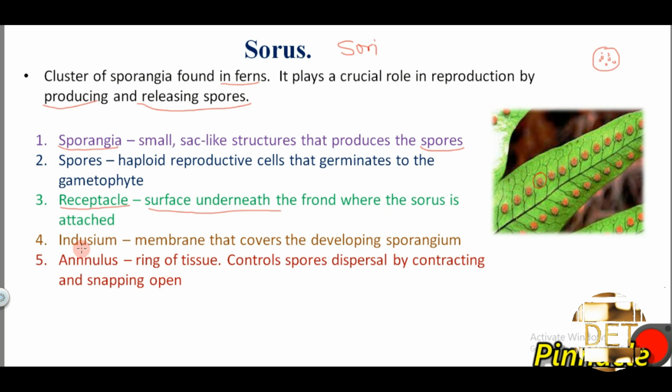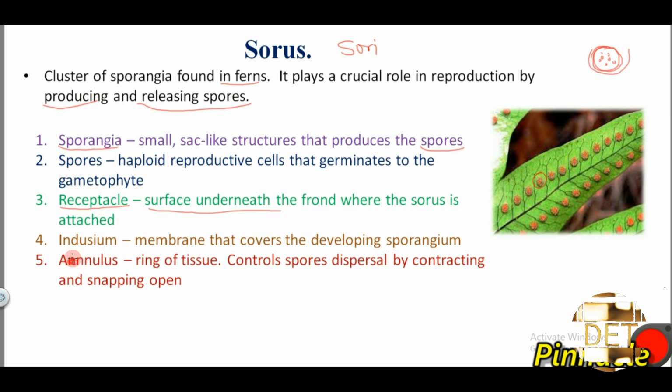Then we have the indusium, and it is a membrane that covers the developing sporangium. So it's not very visible here, but if you look at this, there is a membrane that covers this sporangium, right? That membrane is referred to as what? Indusium. Then we have the annulus.